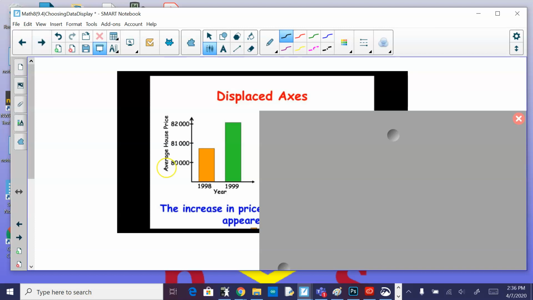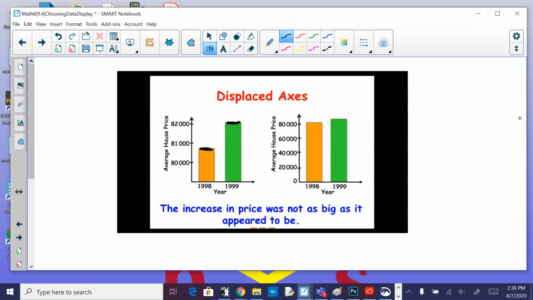Same thing with this graph. Here we have average house price and year. If we look at the data here, it looks like there's a big difference from 1998 to 1999, and we could read the data and see what that difference is. Well, we got this break here, and if we actually start the graph at 0 and go up by constant increments, 20,000, 40,000, etc., we can see that actually the difference between 1998 and 1999 wasn't all that great. So that's a little bit misleading.